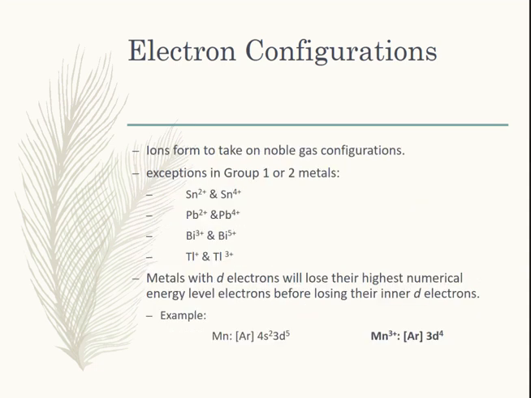So generally ions form to take on noble gas configurations, and there are a few exceptions, with group 13 or 14 metals like tin, lead, bismuth, thallium. It tends to be that metals with d electrons will lose their highest numerical energy level electrons before losing any d electrons. There's an example there with manganese metallic and manganese 3+. You see that generally you're going to lose these outermost energy level 4s electrons prior to losing any d subshell electrons, and that's common for most transition metals.